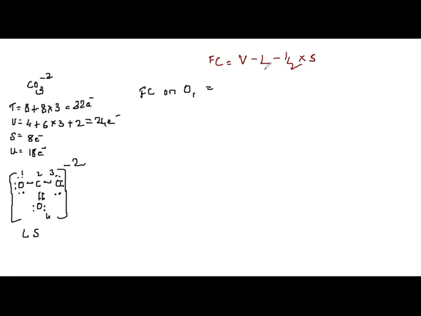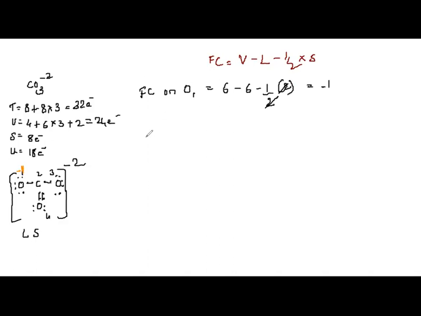into S. Correct? So what is V? Valence electrons on oxygen are 6, minus, for the first oxygen, how many lone electrons? 1, 2, 3, 4, 5, 6, minus half into how many shared? 2 into 2. So this becomes 6 minus 6 minus 1... so this becomes what? Minus 1. So the formal charge on this oxygen is how much? It is minus 1.